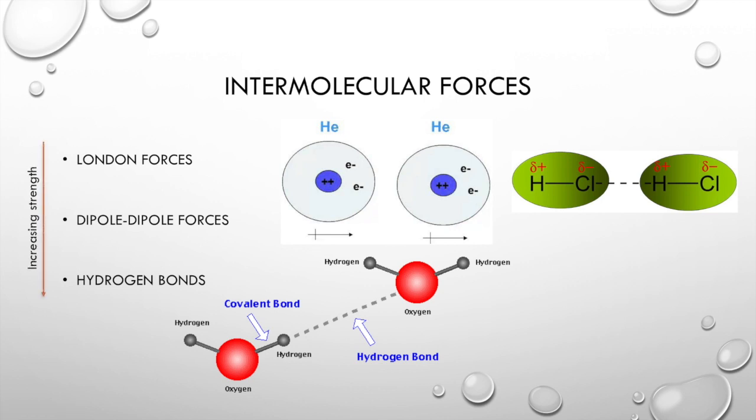So here is the increasing strength trend that we see between London forces, dipole forces, and hydrogen bonds. As you go down, you can see that the strength of them increases, and hydrogen bonds are significantly very strong. On their own, they're not that strong if there's just one, but collectively they do lend to stability, and it'll allow for molecules to have some type of structure.